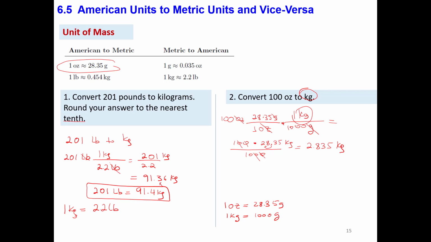Then if you don't remember, you can simplify the zeros. Just multiply by 100 and then divide by 1,000, and you will get the same answer. Then 100 ounces equals 2.835 kilograms. And this is the answer.